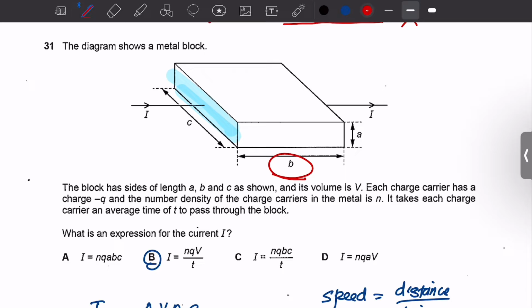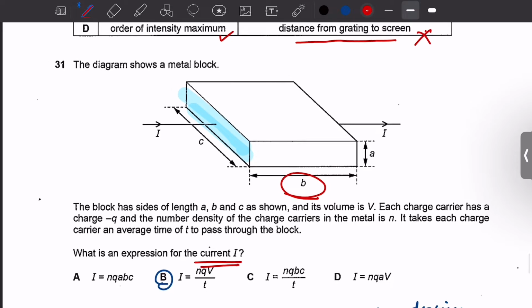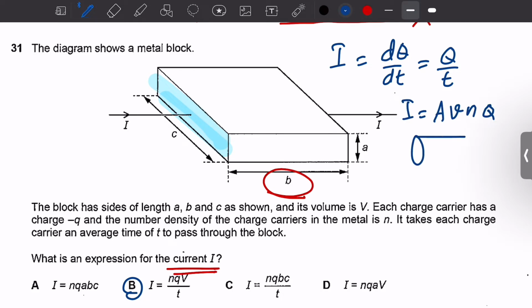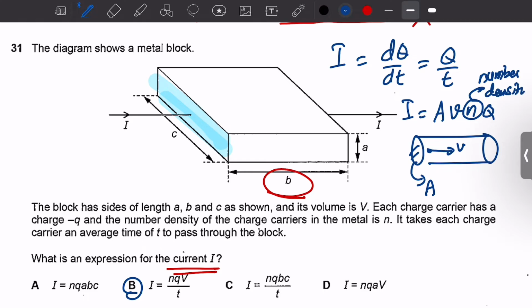They ask to write an expression for current I in these symbols given. What do we know about current I? Current is, in a better way, dq over dt, or in a simple way, q over t. But actually current can be changed into A, v, n, q. A being the cross-sectional area, we know this equation, right? v is the drift velocity of the charged particles. n is the number density. It is a constant for that material. And q is the charge of one charged particle.